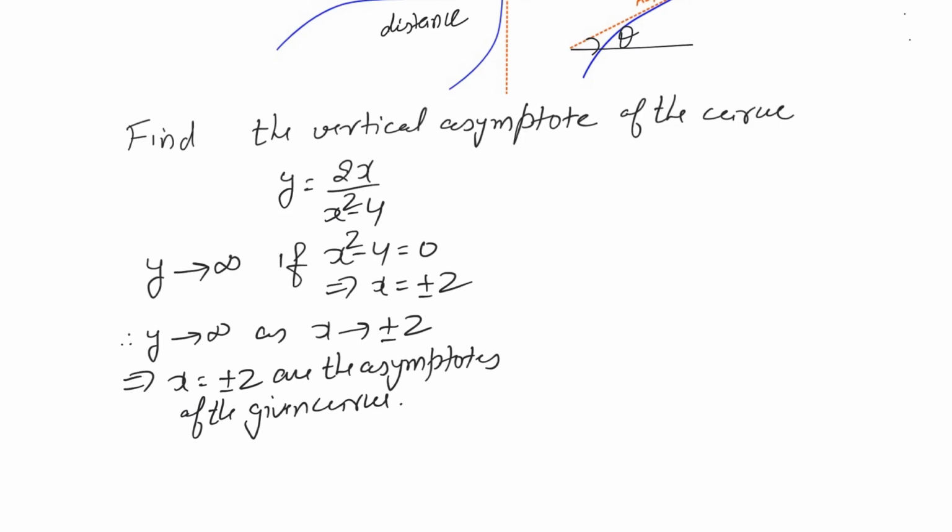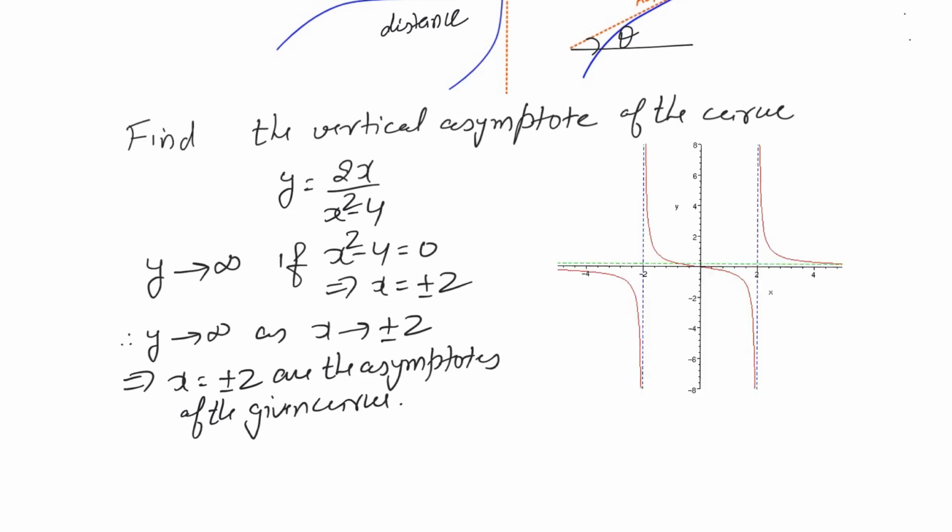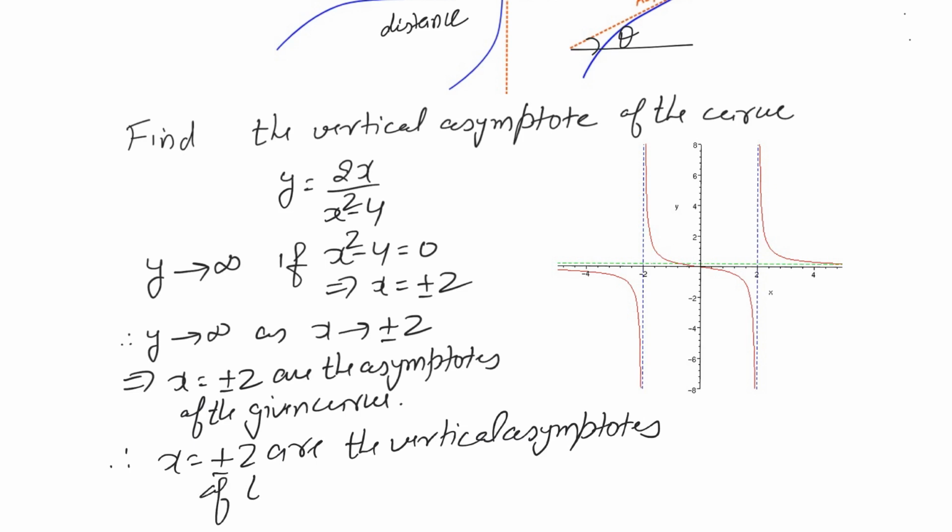The figure of the given equation is given by this one. Here this line is x is equal to 2 and this line is x is equal to minus 2, and these asymptotes are parallel to y-axis and hence are called vertical asymptote. Therefore x is equal to plus minus 2 are the vertical asymptotes of the given curve.